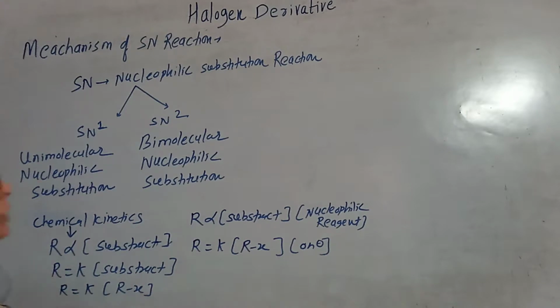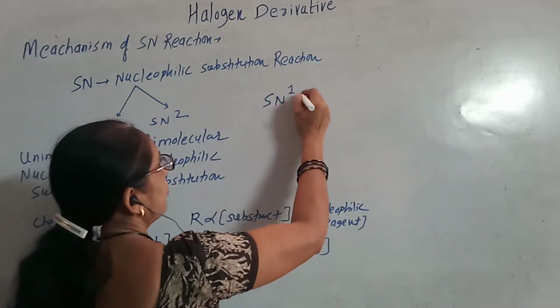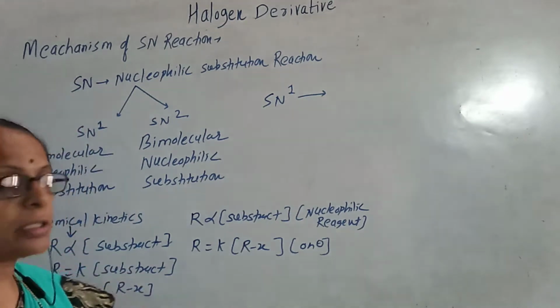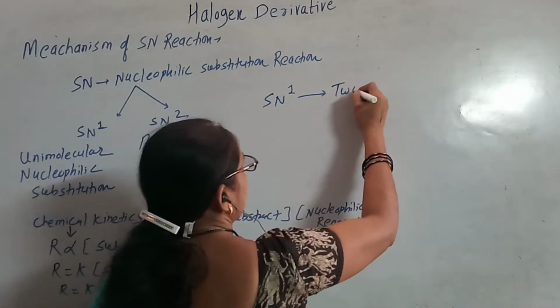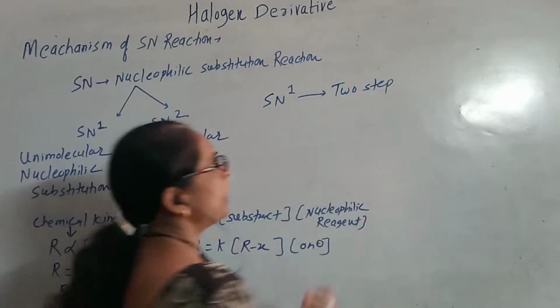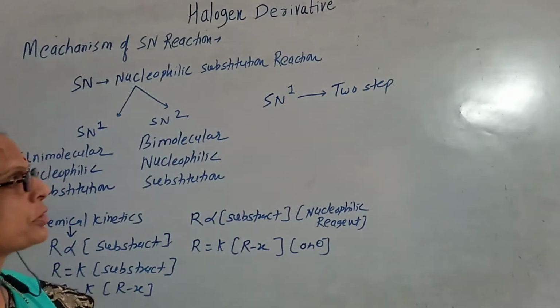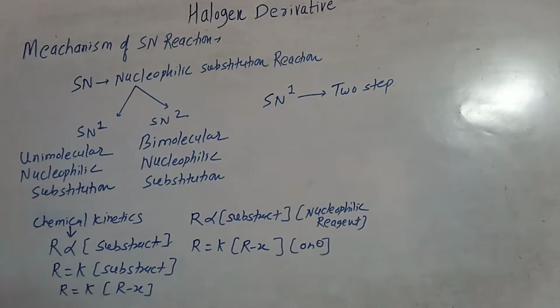It is observed that the SN1 reaction is a two-step reaction. Why? Because the rate of reaction depends upon the concentration of only one substrate, while the reaction has both substrate and nucleophile. The substrate participates only in the first step, so the nucleophile participates in the second step. Therefore SN1 is a two-step reaction.